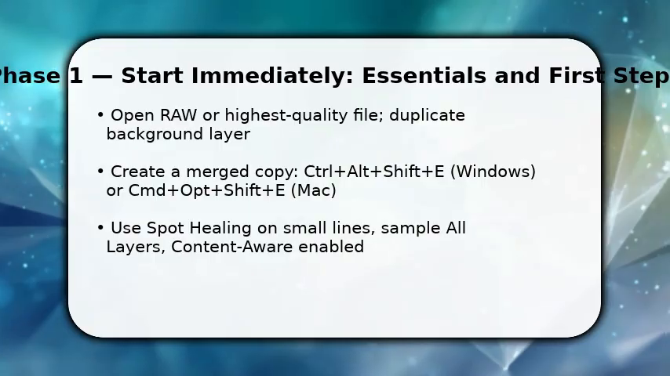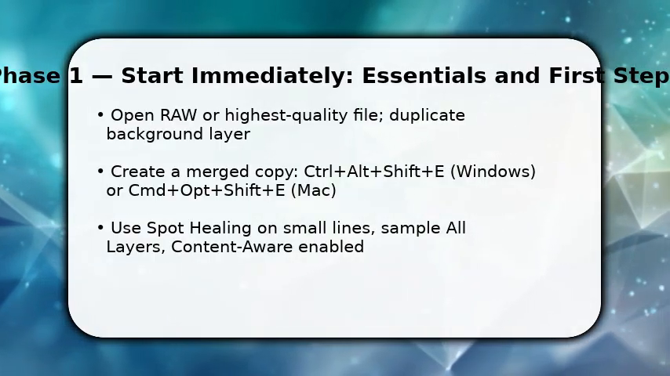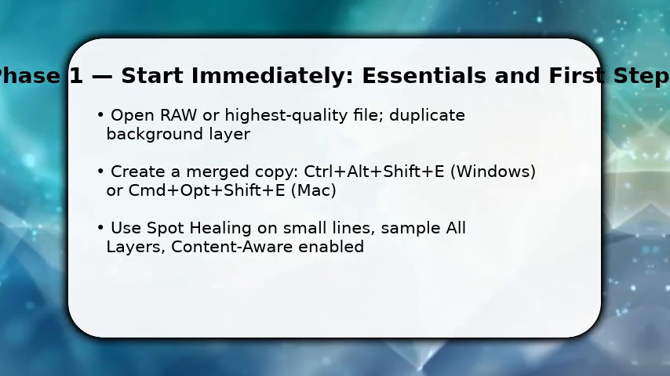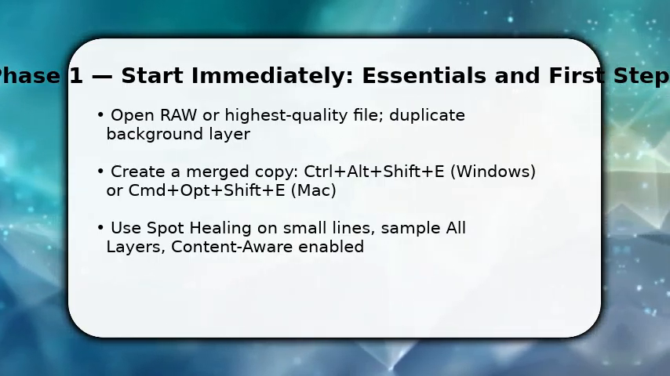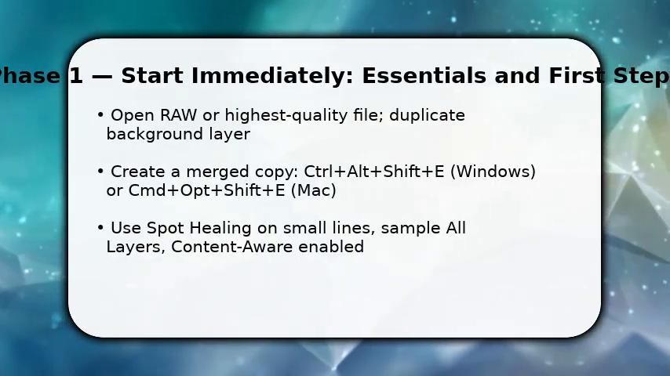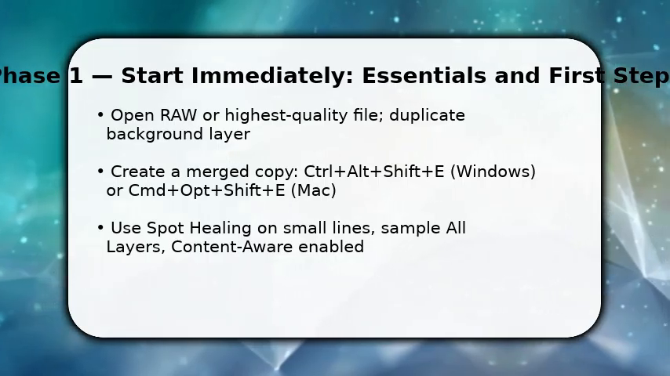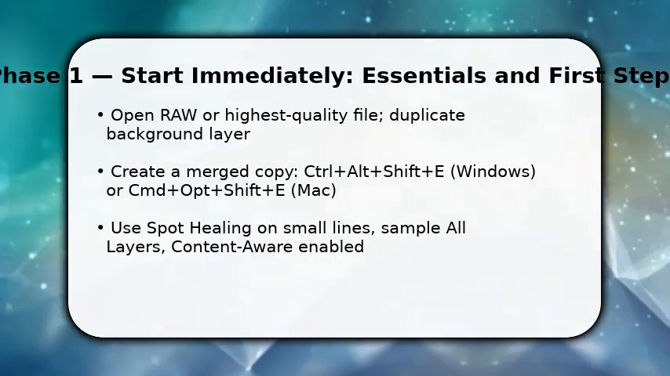You start immediately by opening the highest quality file because detail matters. Once open, duplicate your background and make a merged copy so you can work non-destructively. Then, use a small spot healing brush with sample set to all layers and content aware turned on. Paint the thin light lines once or twice to see if they vanish.